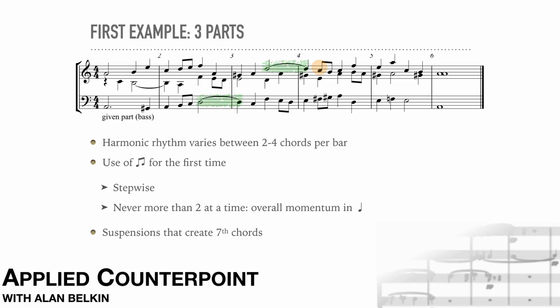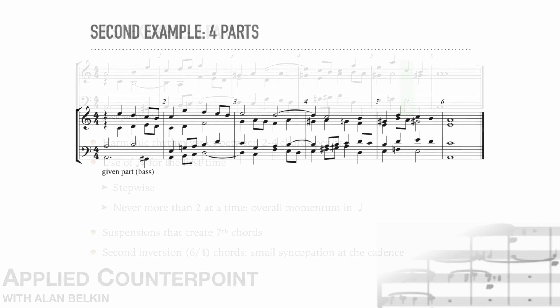5. In measure 5 we have a 1/6/4 chord, where the fourth is prepared, arriving first as a syncopation. For now, this kind of syncopated motive will only occur at the cadence. In our next lesson we'll discuss motives in general, including syncopation. Now, the same given part, but this time realized in 4 parts.